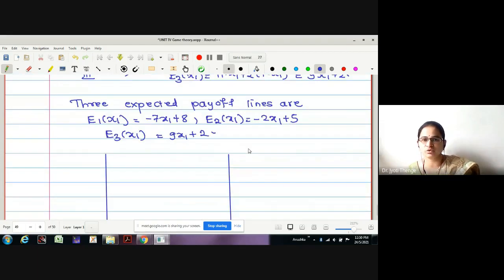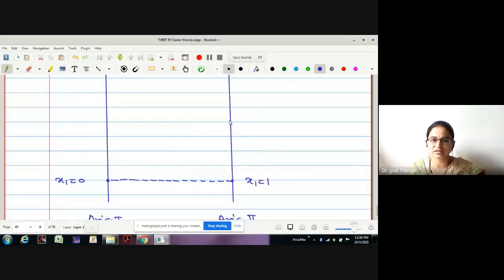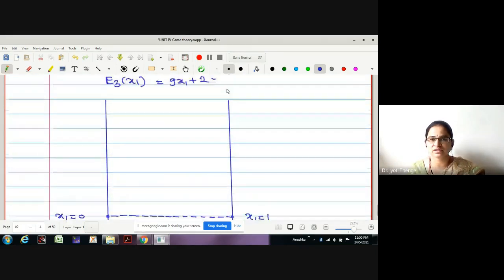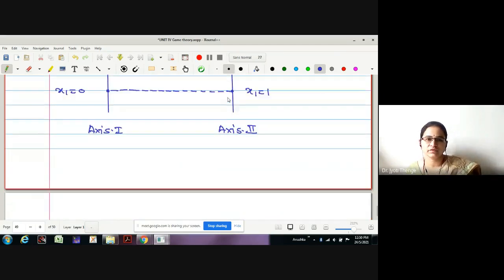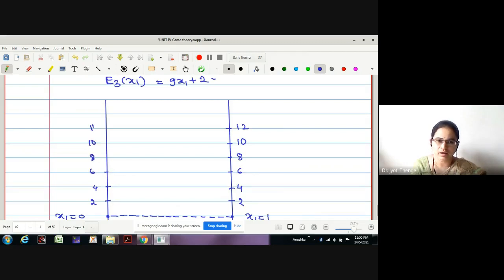Okay, so let me just check. For x1 equal to 1, I have to go up to 11. Either I have 11 lines, 1, 2, 3, 4, 5, 6, 8 I have only. If I cannot go for 1 unit, I will take 2. If I take 2 units here, this is 2, 4, 6, 8, 10, 12. Similarly here I will write 2, 4, 6, 8, 10 and 11.